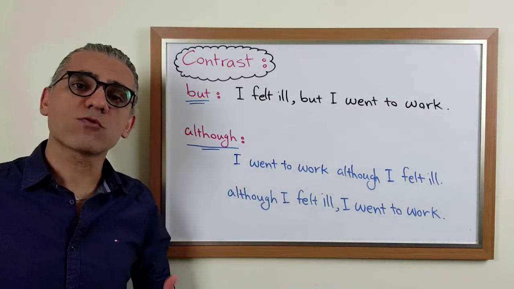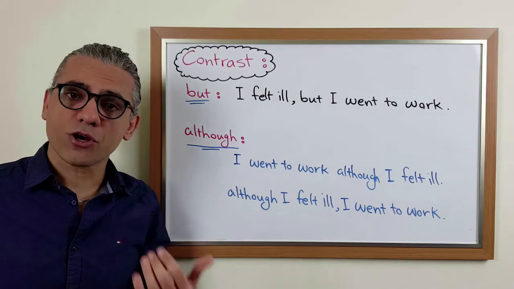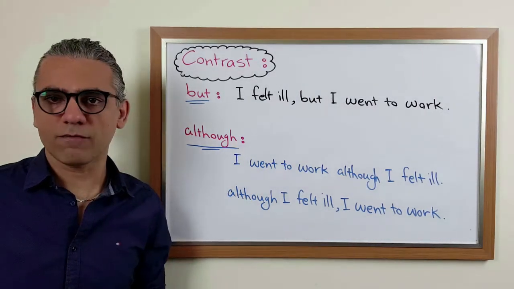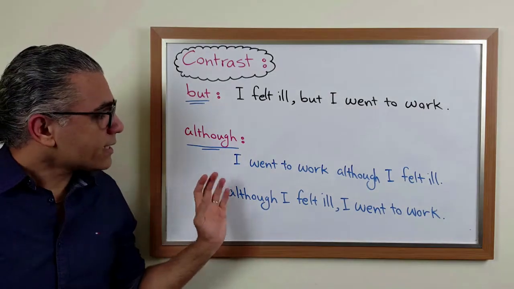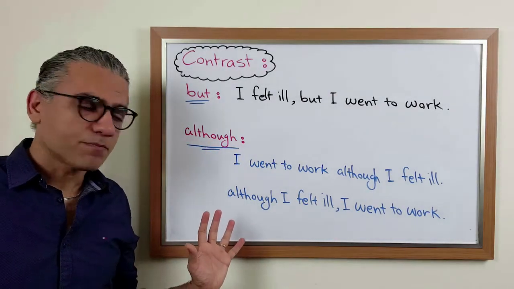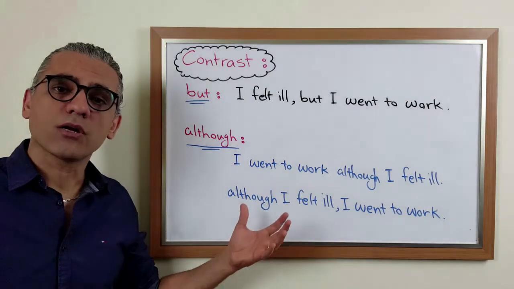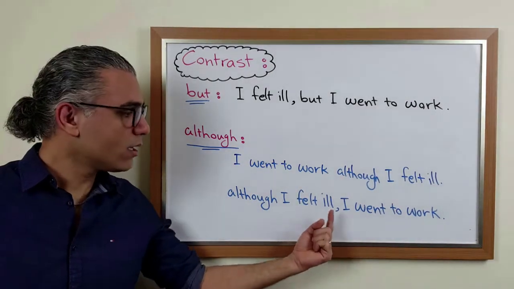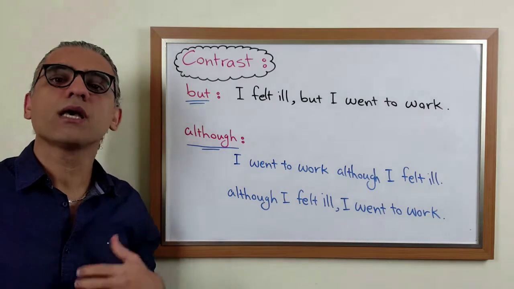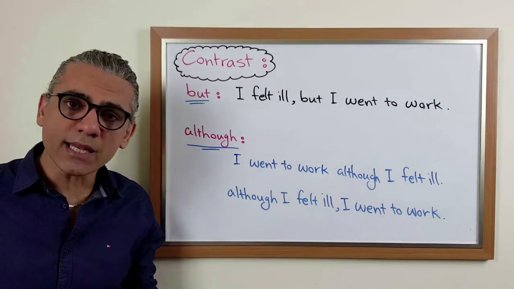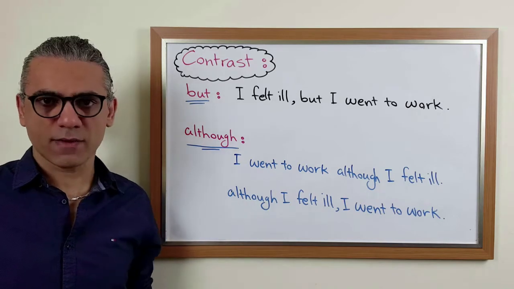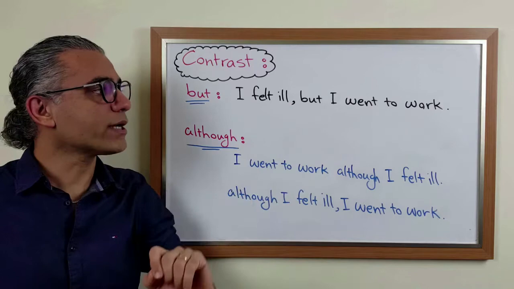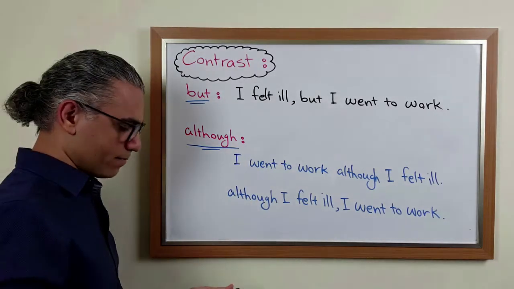It doesn't always work like that, but you need to be careful and you need to pay close attention to the meaning of the sentence. And another difference between although and but is that we could use although in the beginning of the sentence. We could say, although I felt ill, I went to work anyway. Sometimes we add anyway to add emphasis to this contrast. We could say I felt ill, but I went to work anyway.